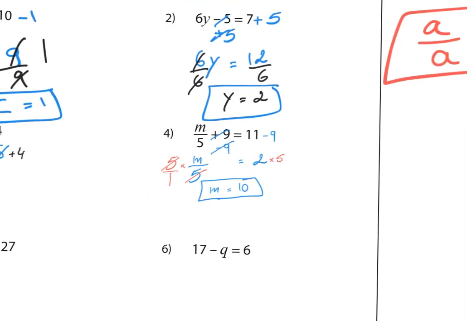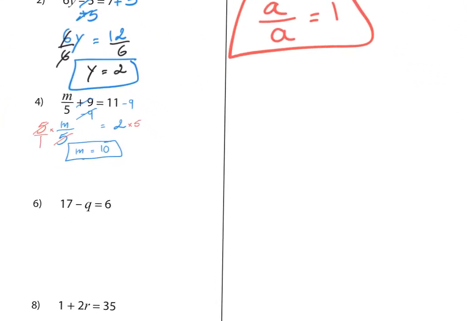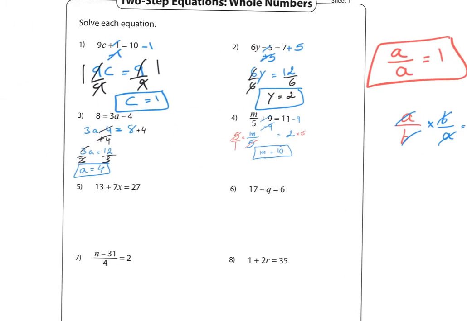Just keep in mind we have a small rule here. If I have a over b, and you multiply by the reciprocal of this fraction, you're just gonna get 1, because you can cancel a with a and b with b. You're gonna get 1 over 1. So that's something good to know. All right, so let's move on here.